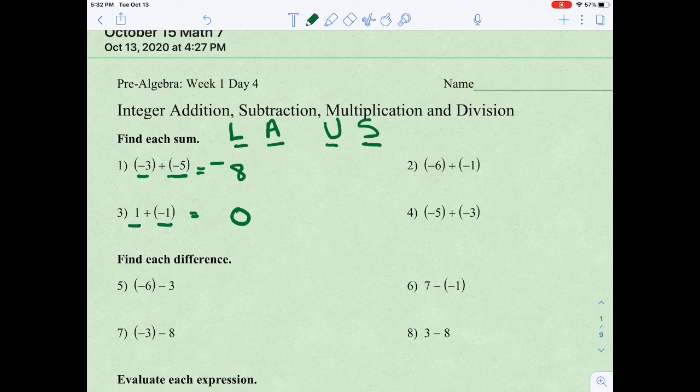So on number 2 and number 4, negative 6 plus negative 1, like signs add, right? And negative 5 and negative 3, like signs add, keep the sign. If you think back to my lesson on Tuesday, I had bad guys and bad guys make more bad guys. But when we have different ones, then we have a battle and they cancel each other out.